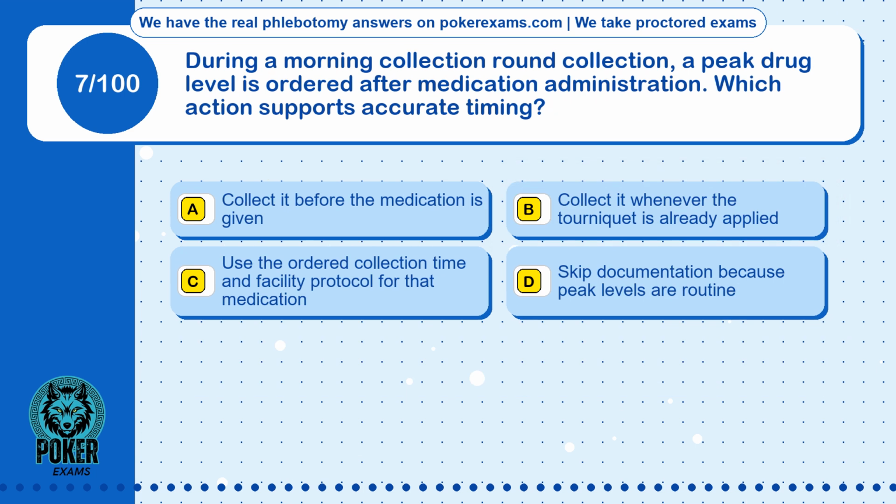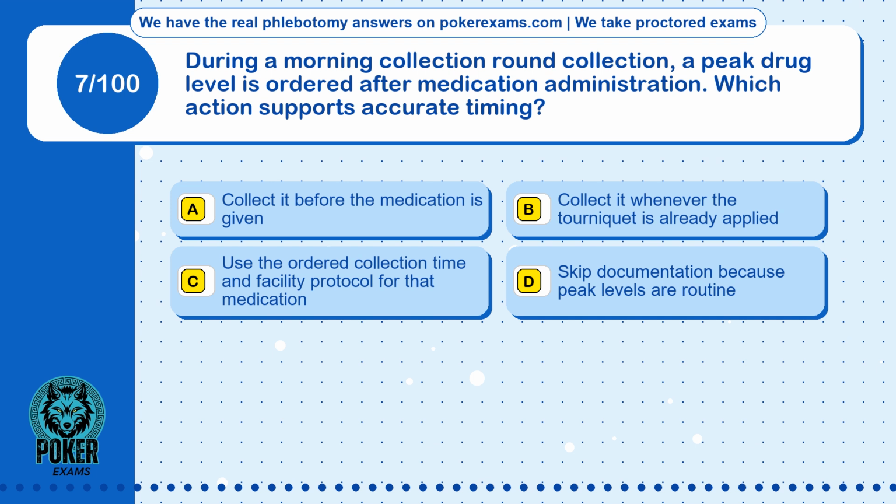Question 7. During a morning collection round, a peak drug level is ordered after medication administration. Which action supports accurate timing? Option A, collected before the medication is given. Option B, collected whenever the tourniquet is already applied. Option C, use the ordered collection time and facility protocol for that medication.